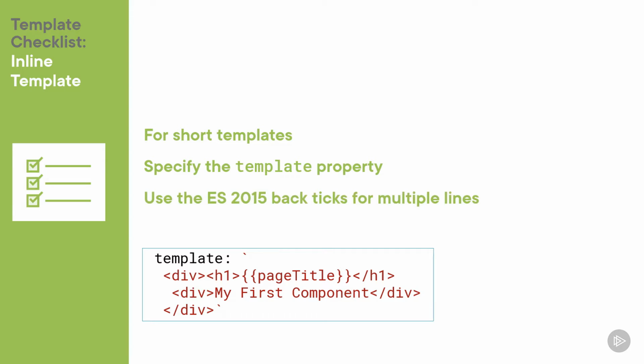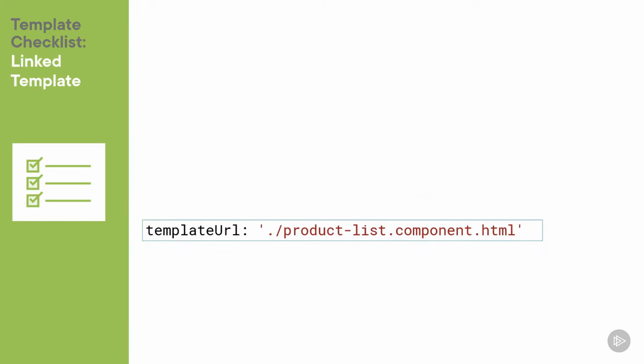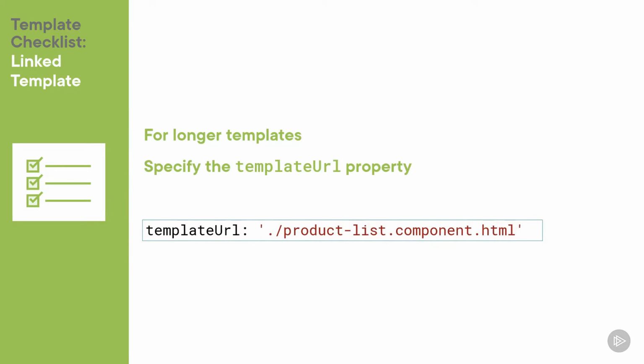Or use the ES 2015 backtick to lay out the HTML on multiple lines. When using inline templates, there is often no design time syntax checking, so pay close attention to the syntax. Use linked templates for longer templates. Specify the template URL property in the component decorator and define the path to the external template file.